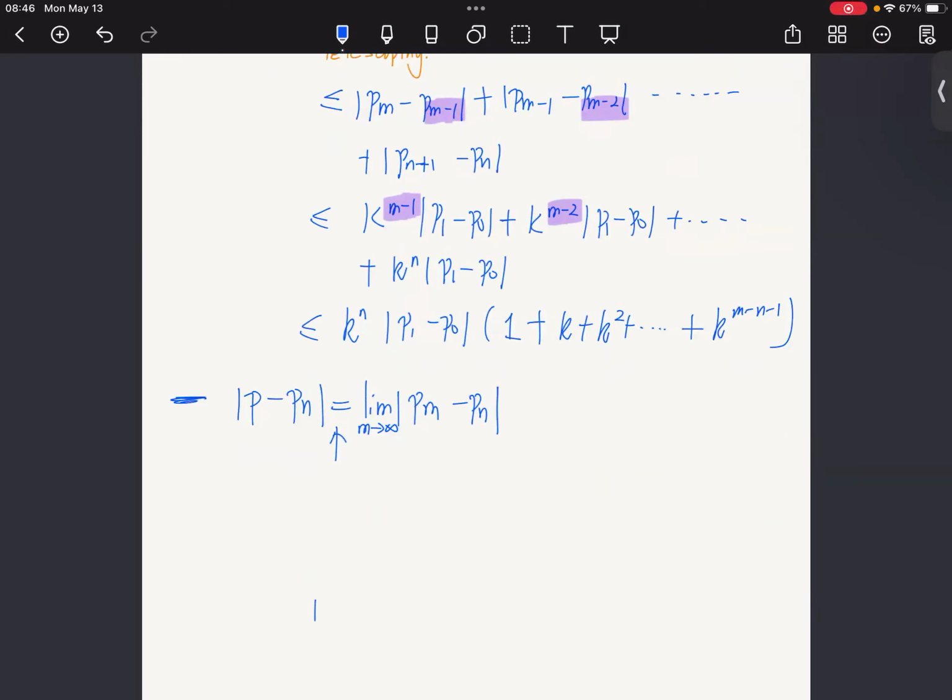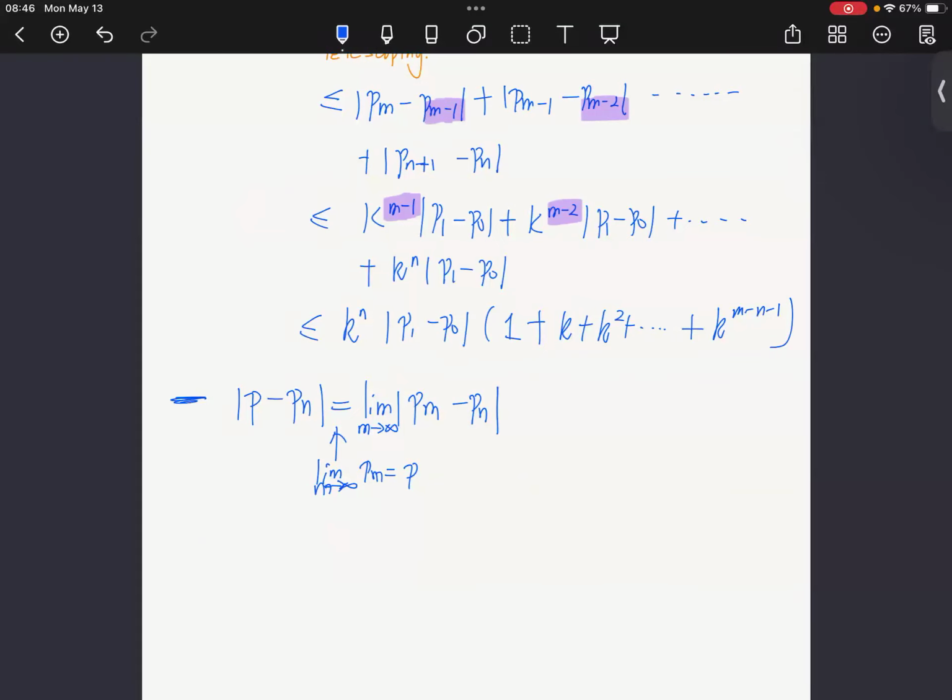If we take m to infinity, we have already got that the sequence is converging to p. So if we take the limit here as m tends to infinity, this goes to p, and that's what we have on the left hand side, p minus p_n. And on the right hand side, we are going to use the difference for two arbitrary items above here. We have the inequality result here.